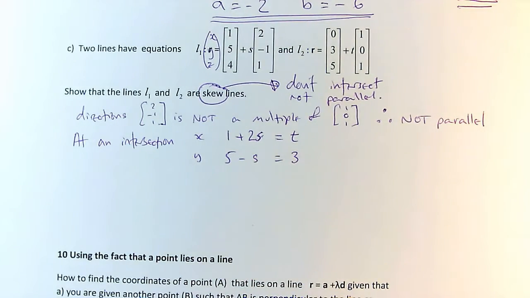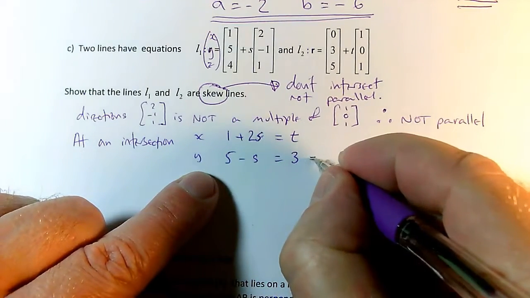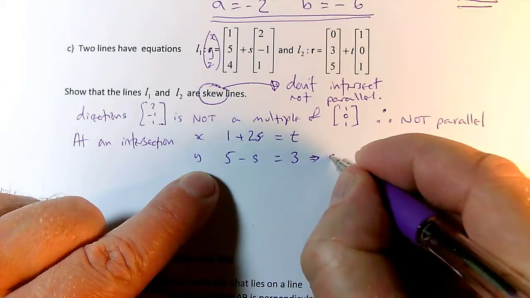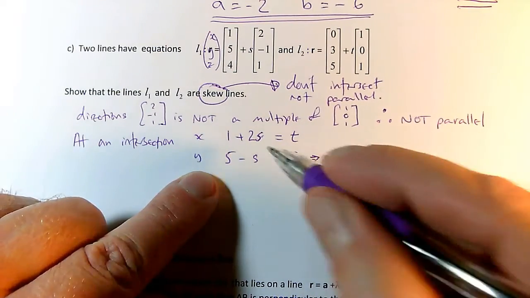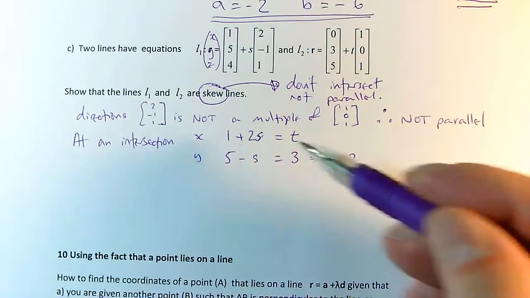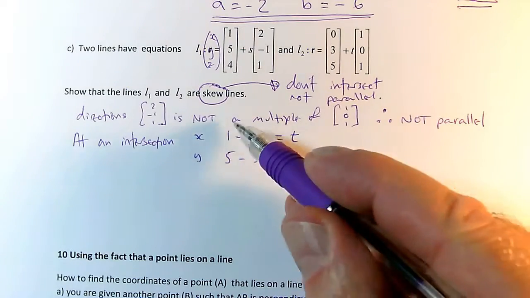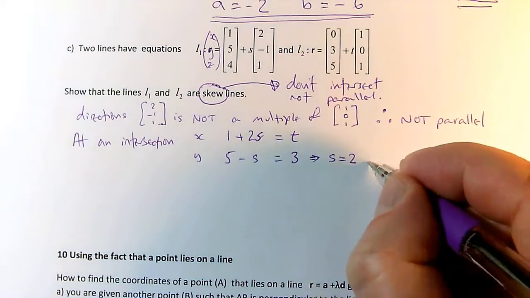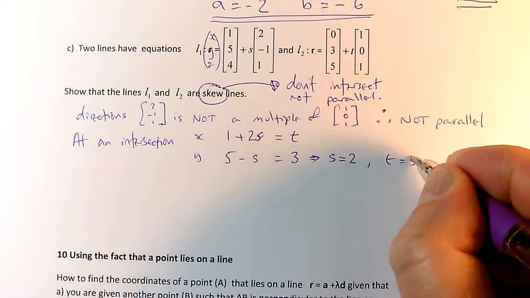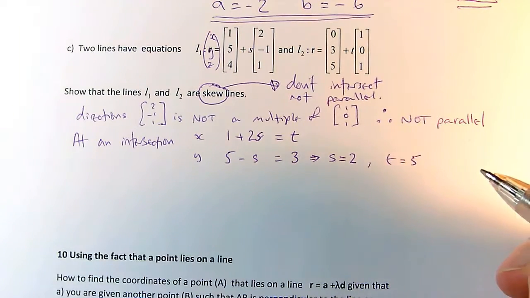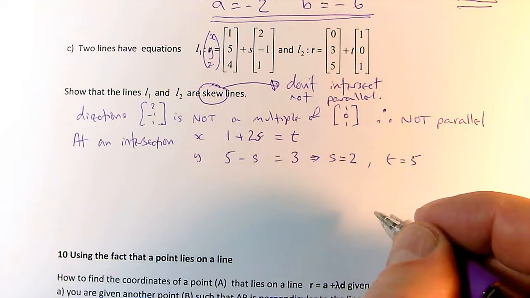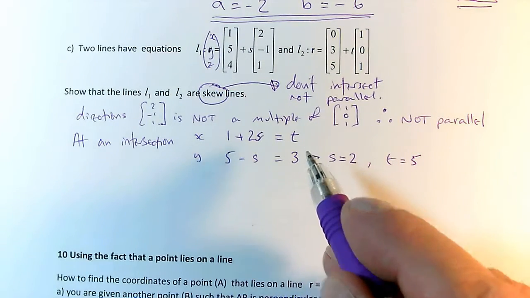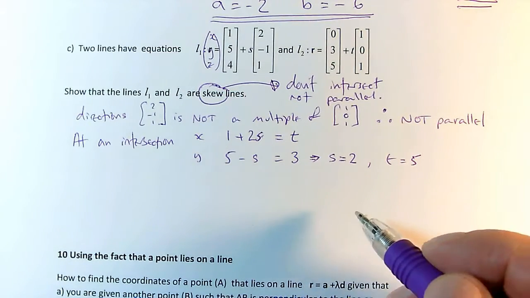So here I'm definitely not going to use my calculator to solve simultaneous equations, because the second equation, 5 minus s equals 3, just means that s is 2. And if I substitute that into the top equation, 1 plus twice s, which is 1 plus twice 2, which is 5, is t. So s is 2 and t is 5. So it was simultaneous equations, but exceptionally easy ones. Okay, so if these lines are going to intersect, this is what s and t have to be.